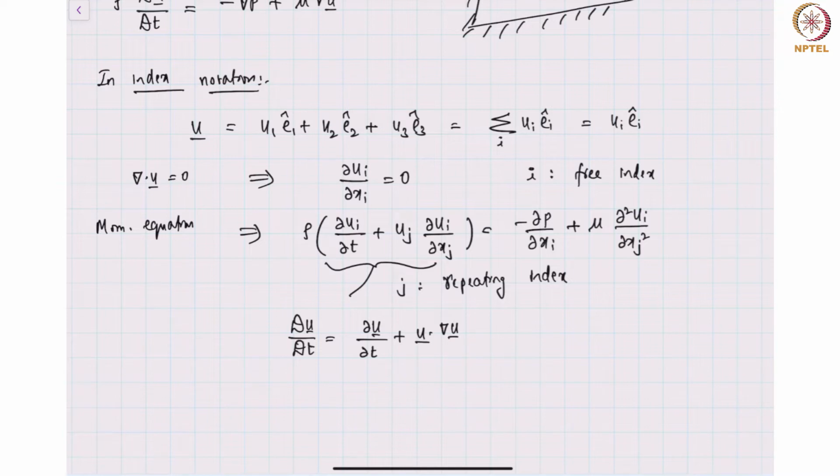Now j is the repeating index, which means that if j appears in a term, it will appear twice, whereas i appears only once in an equation. So this is clearly a vector equation.